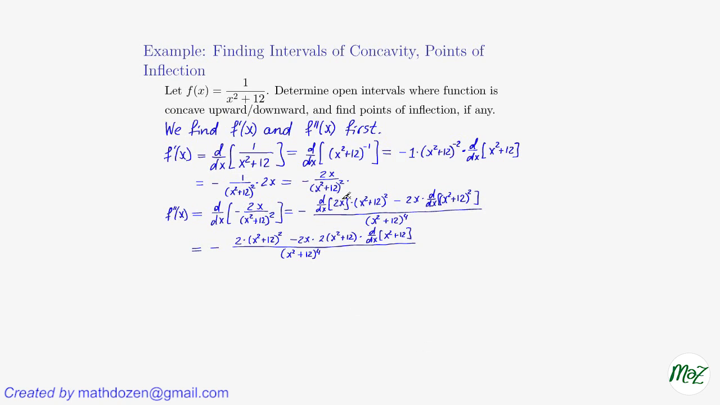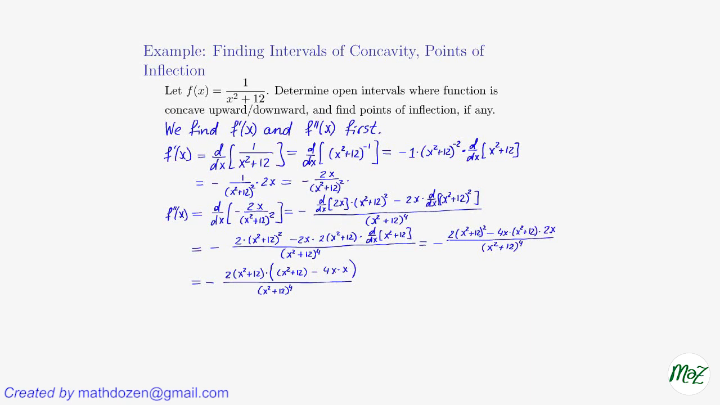Then we see that the derivative of 2x is positive 2, and then the derivative of x squared plus 12 squared by the chain rule will be 2 times x squared plus 12 times the derivative of the inside expression, which boils down to negative 2 times x squared plus 12 squared minus 4x times x squared plus 12 times 2x. All of that over x squared plus 12 to the fourth power.